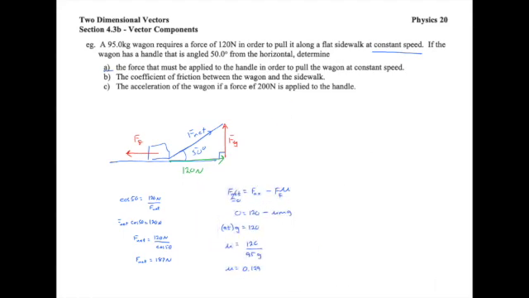And then for the last one, we can look at what is the acceleration if a force of 200 newtons is applied to the handle. Now if I'm applying a force of 200 newtons to the handle, what I'm going to be interested in is what does that make my x component. So in this one here, we'll redraw the handle. Now my handle is still at 50 degrees from the surface, but instead of 187 newtons, I'm going to put 200 newtons along here.